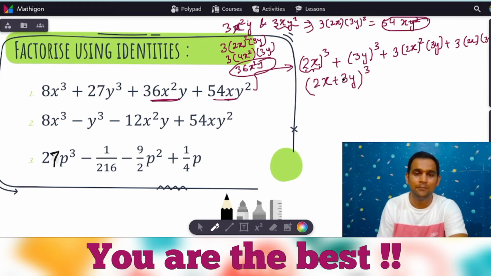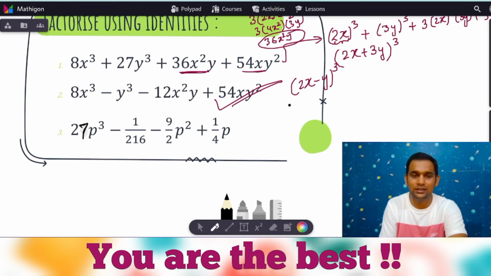That's all we have. The second question is also very similar. Over here we just get 2x minus y to the whole cube. You can try and verify this question.